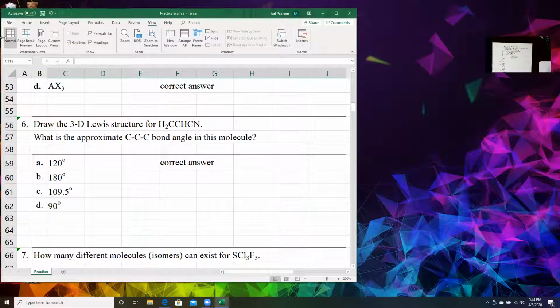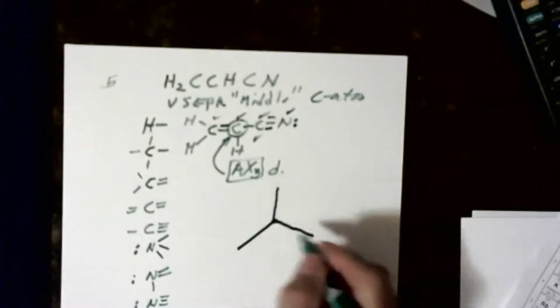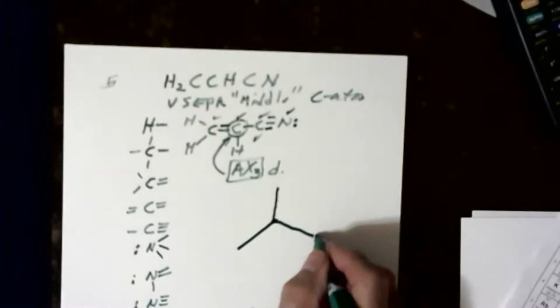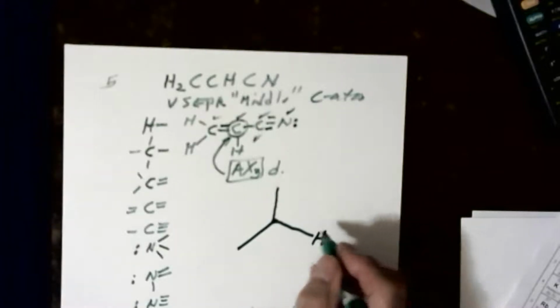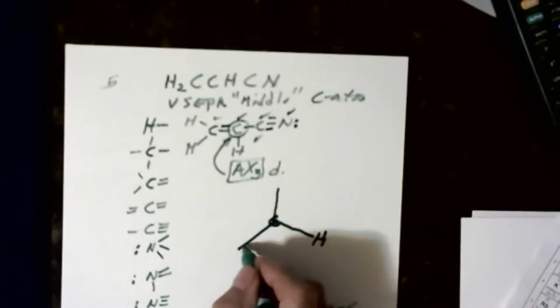All right, so let's go back and look at my pad. And now we can go back up here and look at it. It's asking for that angle, C-C-C bond angle, or C-C-C, it's the same either way you look at it. It's an AX3. What does AX3 look like? It's trigonal planar. So I'm going to have a hydrogen. I guess maybe I can put the hydrogen here. I've got this carbon here, and this carbon here, and then the CN is up here.